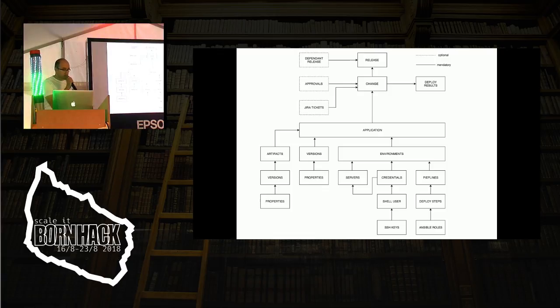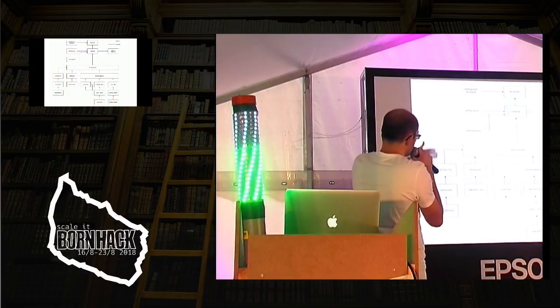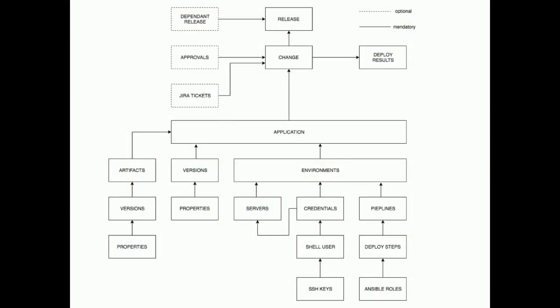A few words about the infrastructure. It looks huge, but it's really simple. The core thing here is the application. The application is the heart of the system, so everything is around the application. An application could have environments, it's obvious. Artifacts. Artifacts on the left are just files, packages, like a package with your web app, whatever, Node.js, something like that.